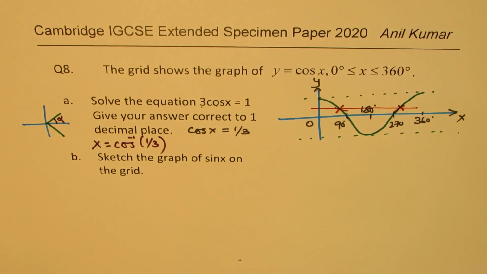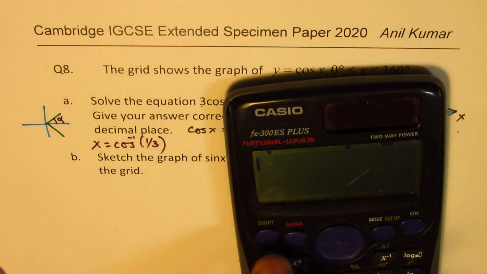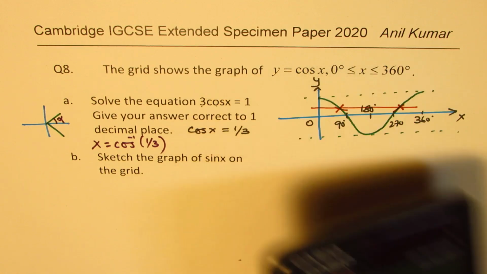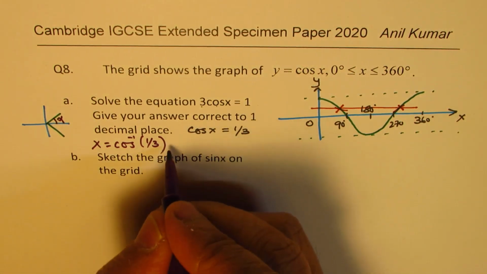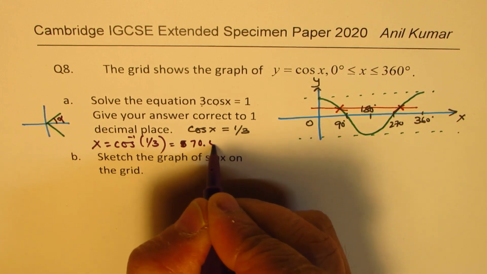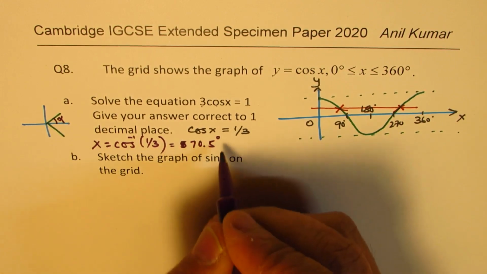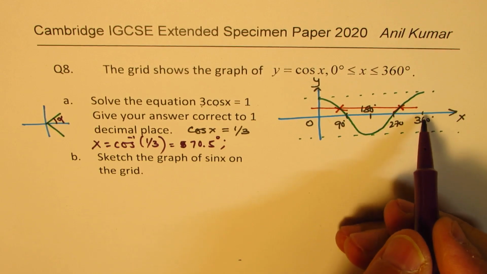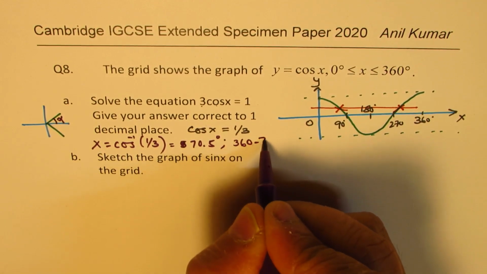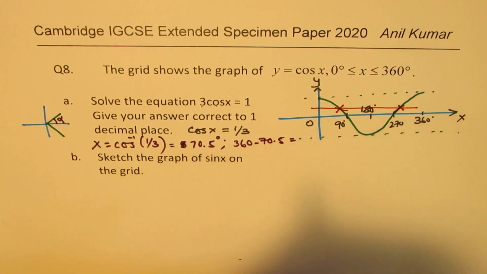So let's take a calculator and find the solution. So we have shift cos inverse of 1 divided by 3 equals 70.5. 70.5 degrees. So that is one answer. The other answer has to be 360 minus 70.5, right? So 360 minus 70.5 is the other answer.